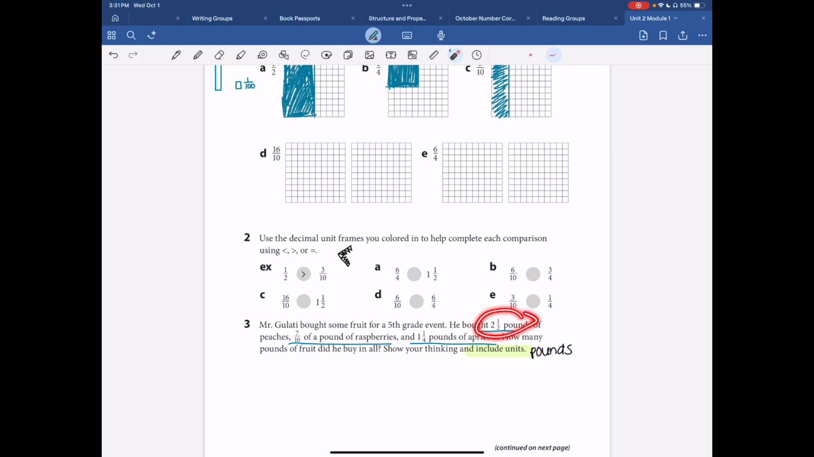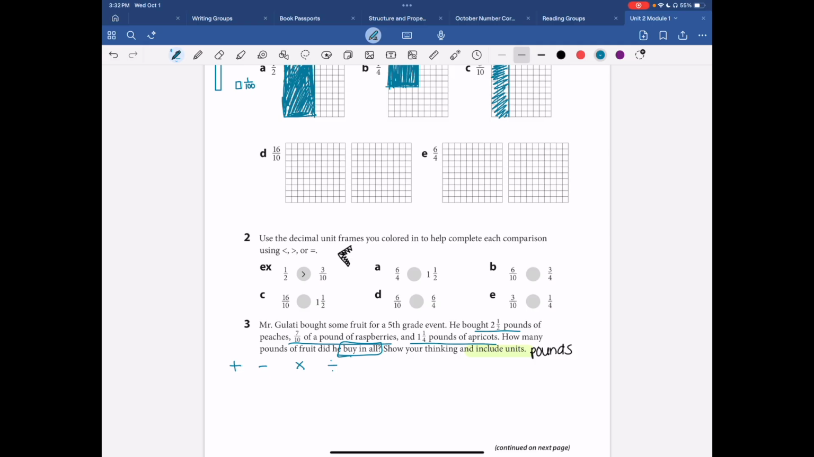So he has 2.5 pounds of peaches, 7/10 pounds of raspberries, and 1 1/4 pounds of apricots. And it's wanting to know how many pounds did he buy in all. So I want you to think about what operation you're going to be doing. Do you think you're going to be adding, subtracting, multiplying, or dividing?